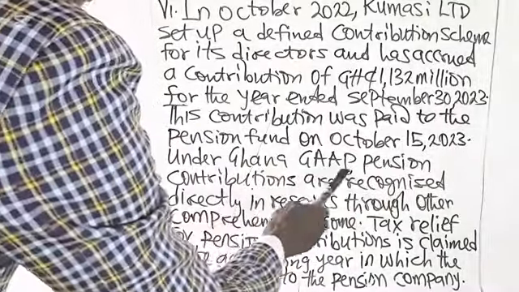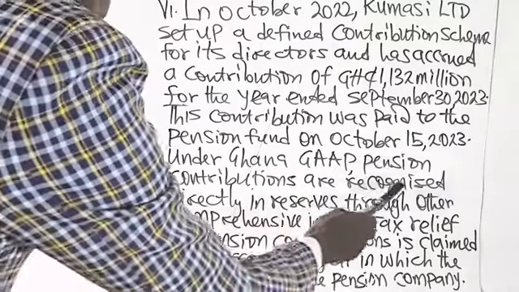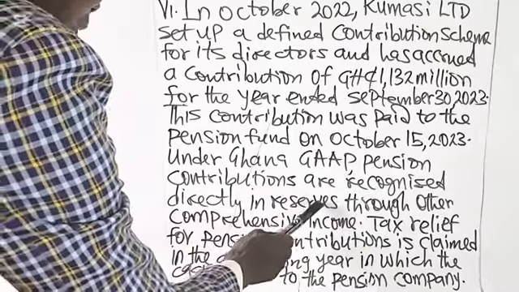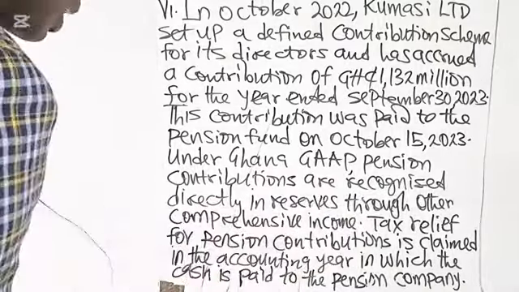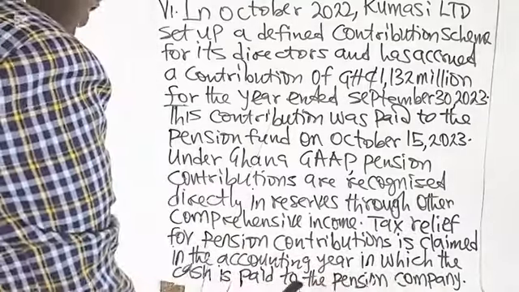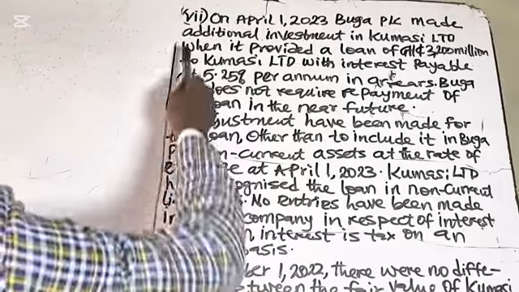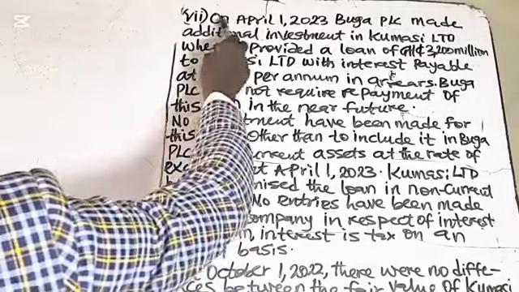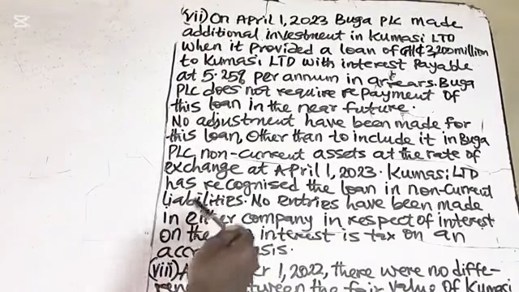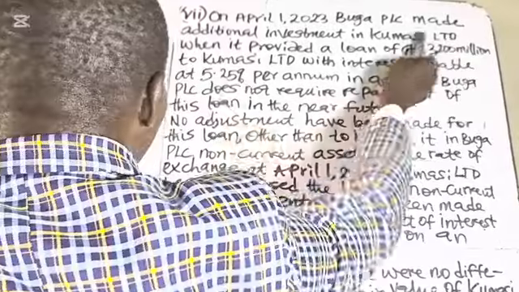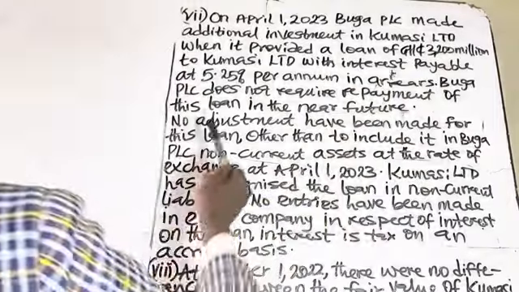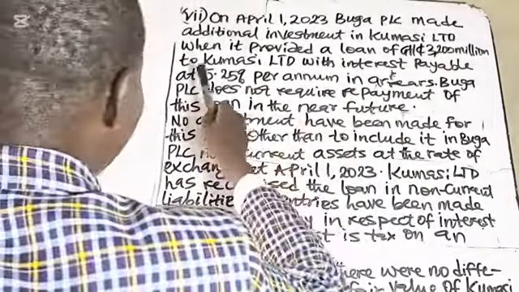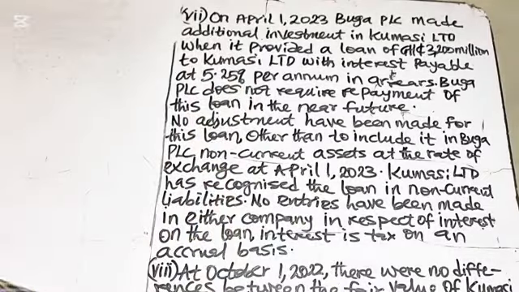This contribution was paid to the pension fund on October 15, 2023. Under the Ghana GAAP, pension contributions are recognized directly in reserves through other comprehensive income. Tax relief for pension contribution is claimed in the accounting year in which the cash is paid to the pension company.